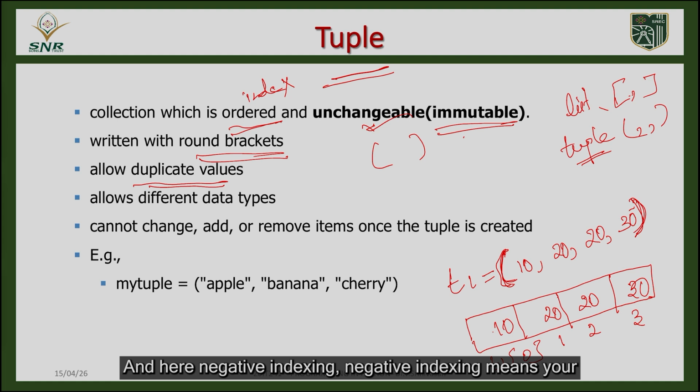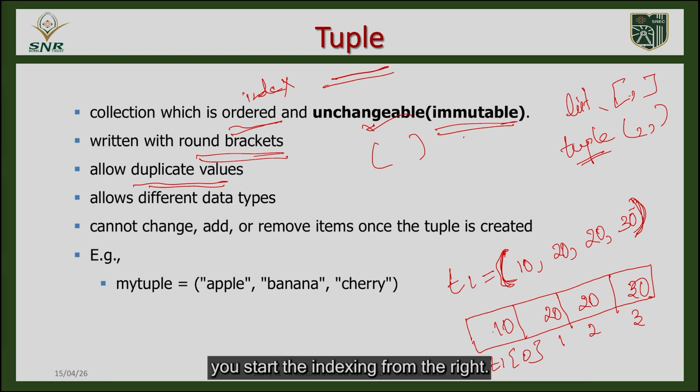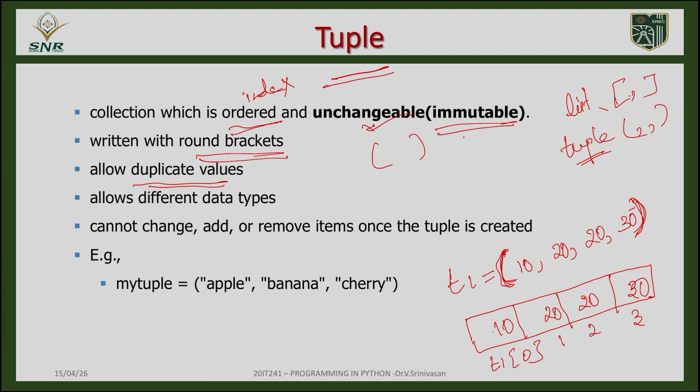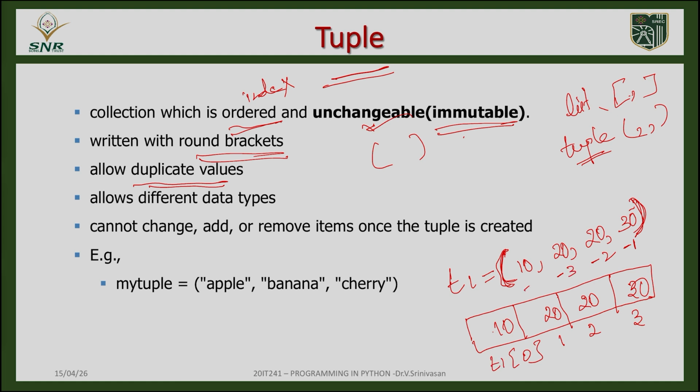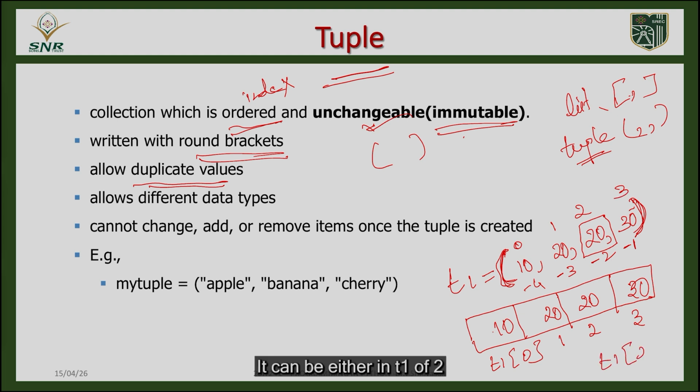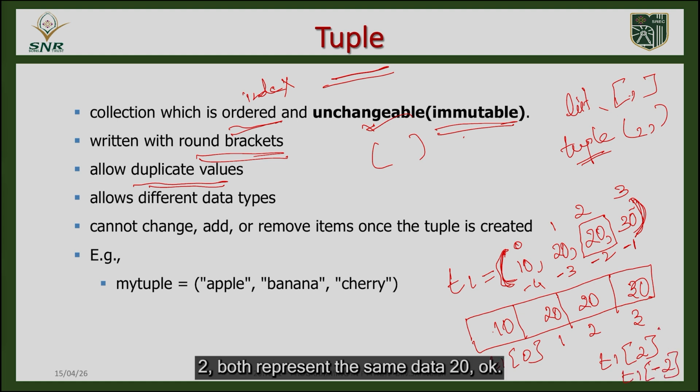And here, negative indexing. Negative indexing means you start the indexing from the right. This becomes -1, -2, -3, -4. So if I want to represent this 20, it can be 0, 1, 2, 3, either t1[2] or t1[-2]. Both represent the same data, 20. So this is negative indexing, reverse indexing.